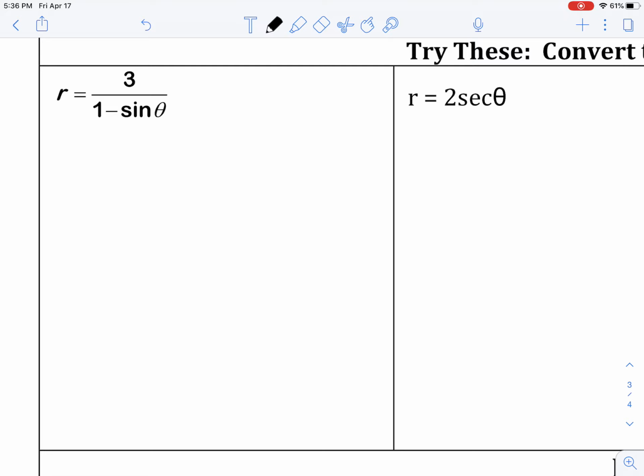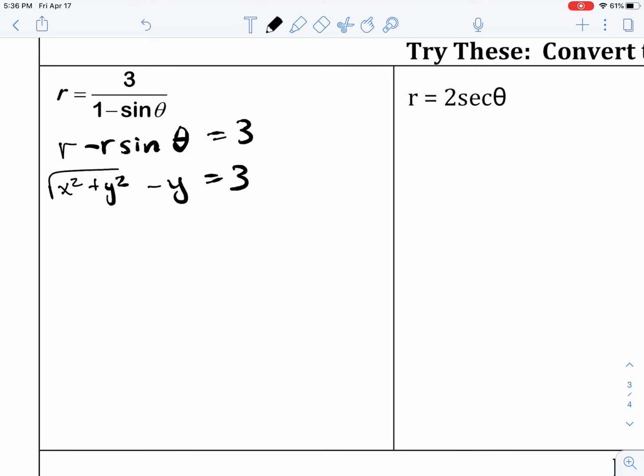All right, let's try to go through these. So looking at this first one, like we did in the previous problem, I'm going to multiply both sides by the denominator. So r minus r sine theta is equal to 3. And I'm going to now start substituting what I know. I know I can rewrite r as the square root of x squared plus y squared, and r sine theta, I know all of that is equal to y. And from here, I have a square root, I have a radical. So just like we did earlier in the year, I'm going to go ahead and move that y term over to the other side, so that way I can square both sides.